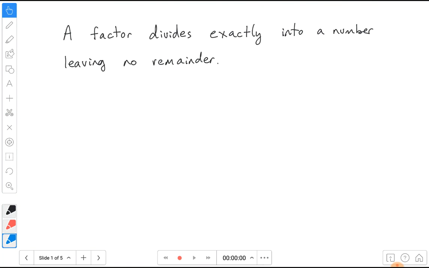Factors and prime numbers. A factor divides exactly into a number, leaving no remainder. So let's say I have the number 26. We divide that number by 13. 26 divided by 13 is 2.